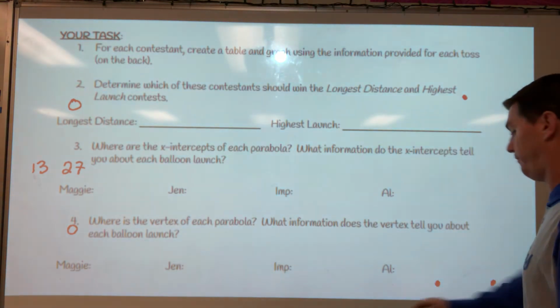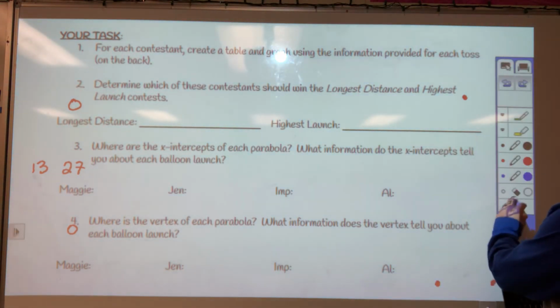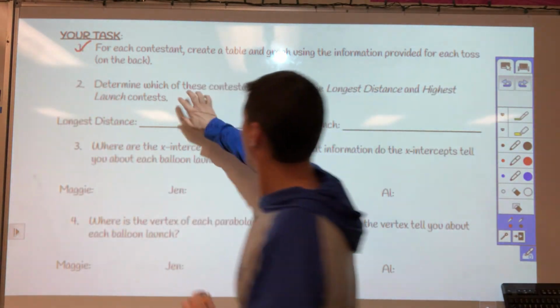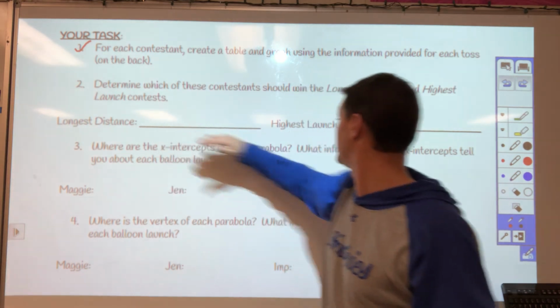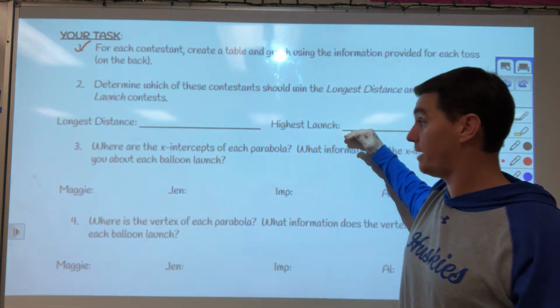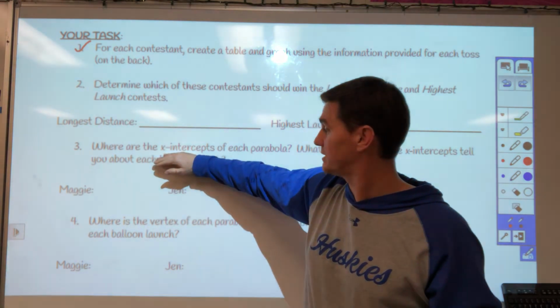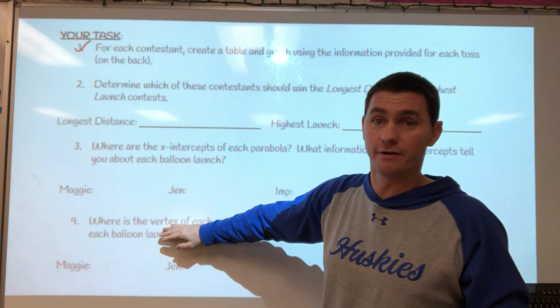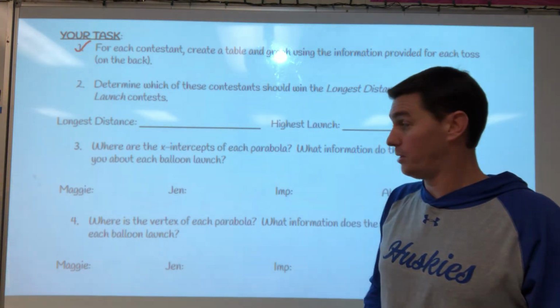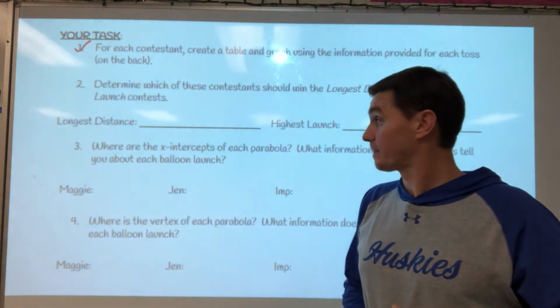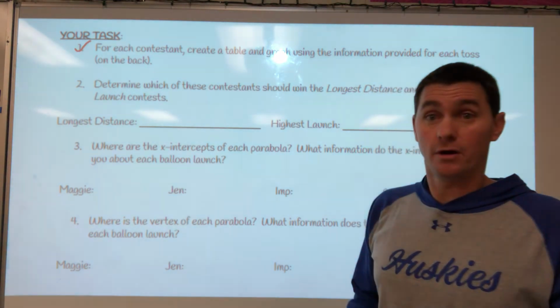So, for each contestant, have we made a table and a graph? Yes, we sure have. Okay. Have we determined which of these is the longest and the highest? I'm going to let your team talk about that. And then I want you to look through each of those graphs and tables and tell me what are the x-intercepts and where is the vertex for each participant. All right. Good luck. That's it for our water balloon launch.